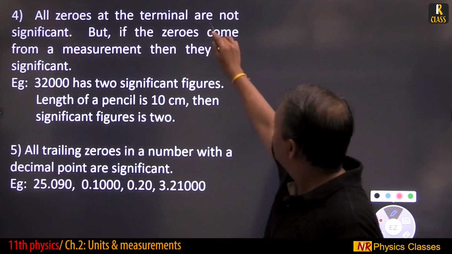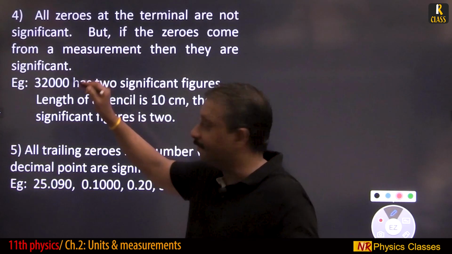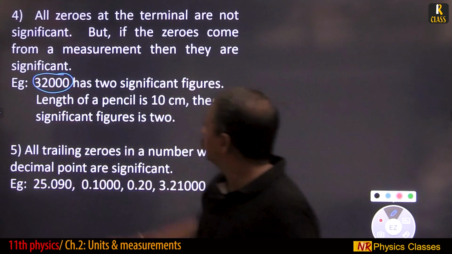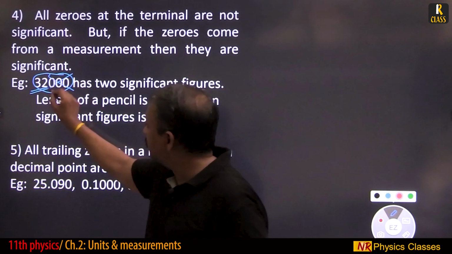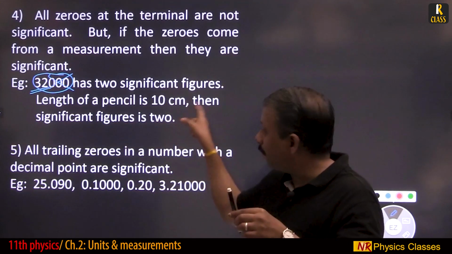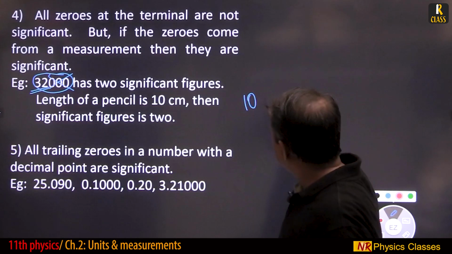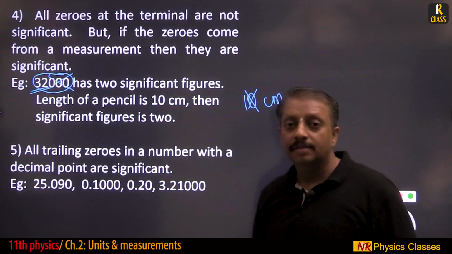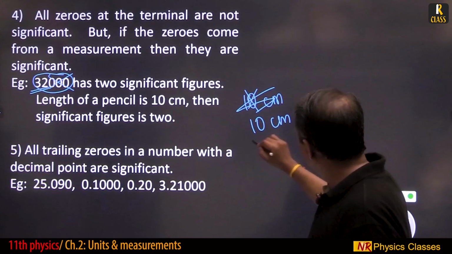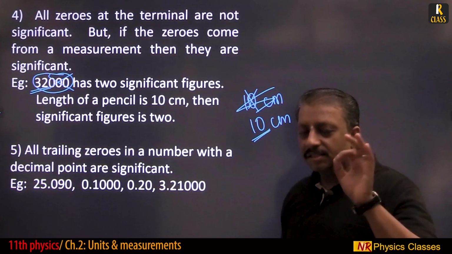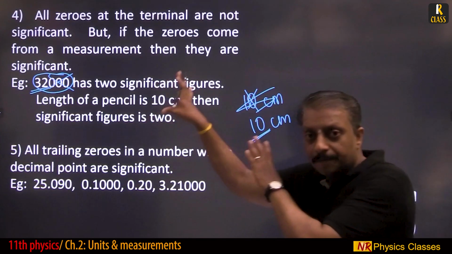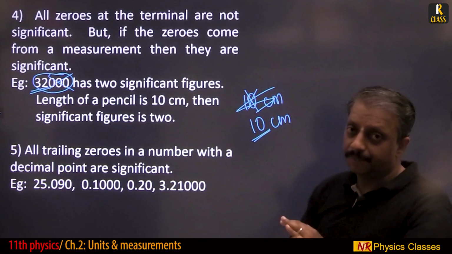All zeros at the terminal are not significant. But if the zeros come from a measurement, then they are significant. See, this has only 2 significant figures. Forget these 3 zeros. But if after measurement, suppose the length of the pen or pencil turns out to be 10 centimeter, then this 0 is to be considered because it is the result of some measurement. So 10 centimeter has 2 significant figures. There is a slight confusion, right? Still, when questions are based on this topic, they will be very clear with the concept, or they will be clear with the question.